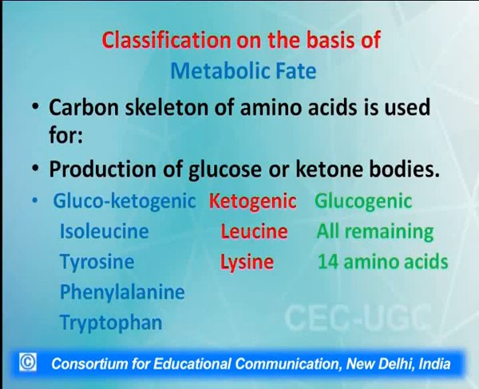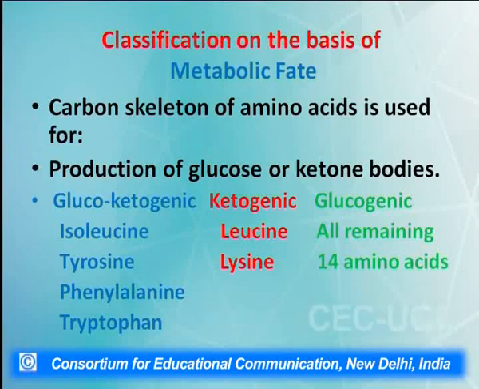They can be glucoketogenic, that is, they can be converted into glucose or ketones in our bodies. The examples of glucoketogenic amino acids are isoleucine, tyrosine, phenylalanine and tryptophan. And then they can be ketogenic. Ketogenic means these are the 2 amino acids, leucine and lysine, which can be converted into ketones in our body, and the remaining 40 amino acids are glucogenic amino acids.